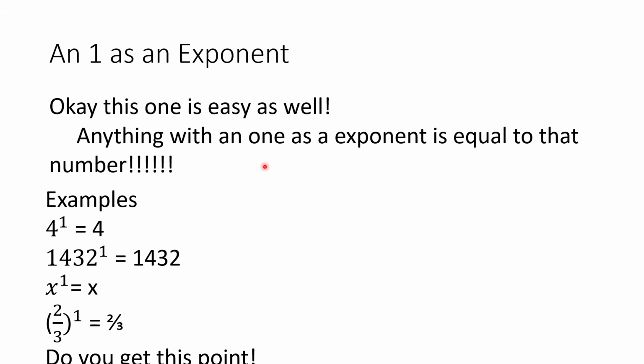And 1 as an exponent. Okay, this one is easy as well. Anything with 1 as exponent is equal to that number. For example, 4 raised to 1 is 4. 1,432 raised to 1 is 1,432. X raised to 1 is equal to X. 2/3 raised to 1 is equal to 2/3. So that means anything that you raise to 1 is the number itself.